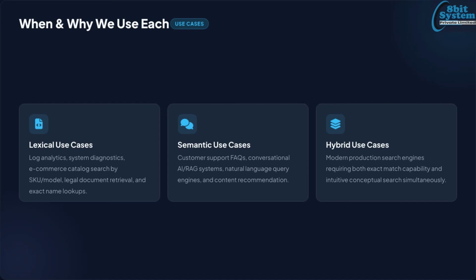And for semantic use cases, semantic search is commonly used for customer support FAQs, conversational AI and RAG systems, natural language query engines, and content recommendation systems. If we take an example, if a customer searches, how can I reset my password? The system can return an article titled, Forgot Your Password, because both have the same meaning.